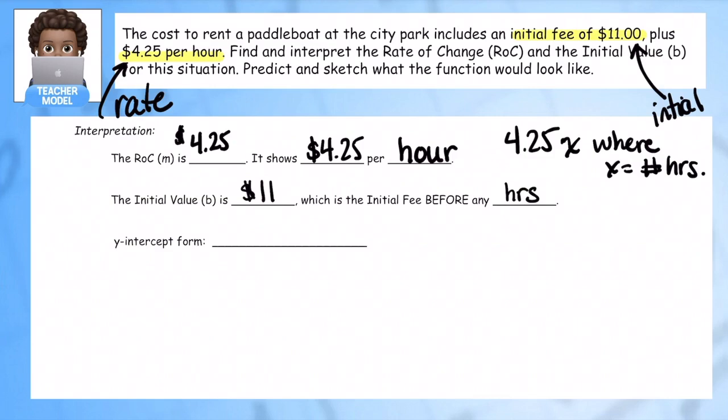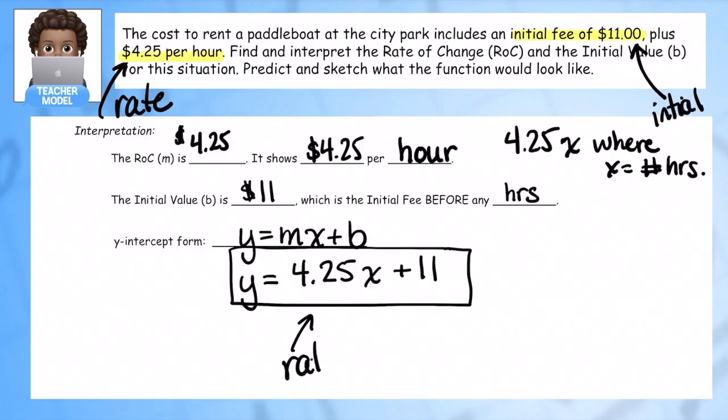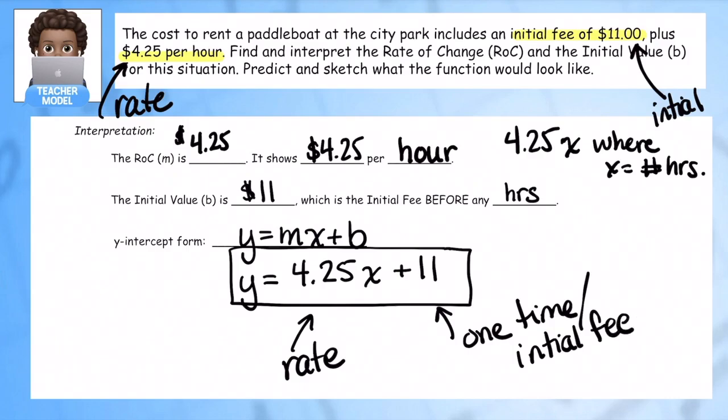Okay. So let's put this in y-intercept form. y equals mx plus b. We already know our rate of change is $4.25. So 4.25x plus 11. And that's it. Those are the two things you're going to look for in a word problem. You're going to look for some type of rate, a constant rate, and you're going to look for a one-time or initial fee. And once you can identify those two things, you can write an equation to represent the situation in slope-intercept form. Hit pause so you can jot this down into your notes.